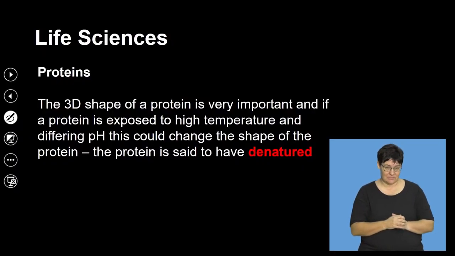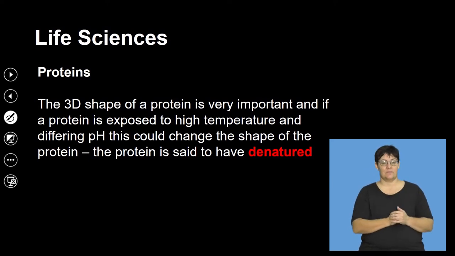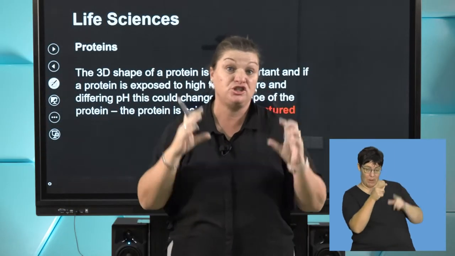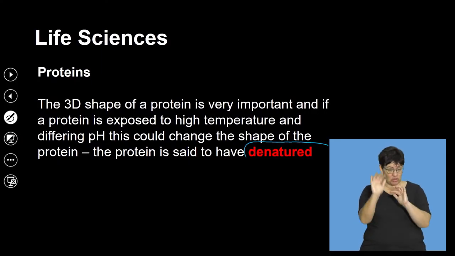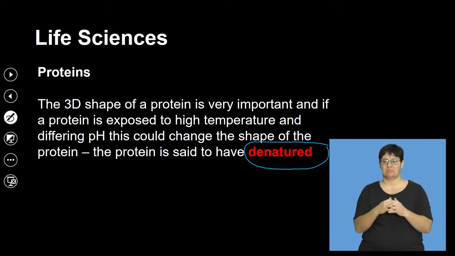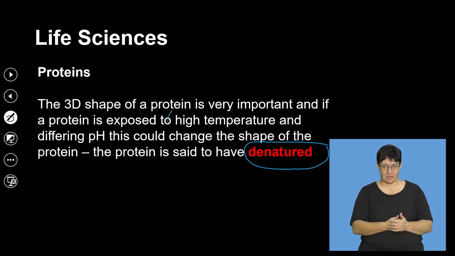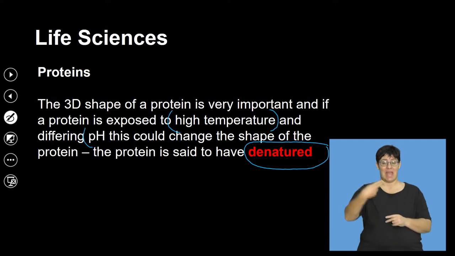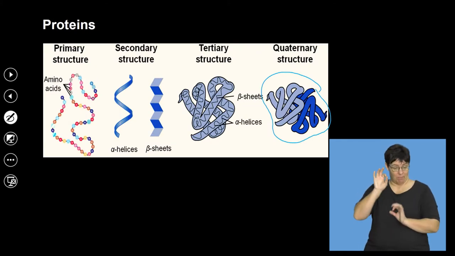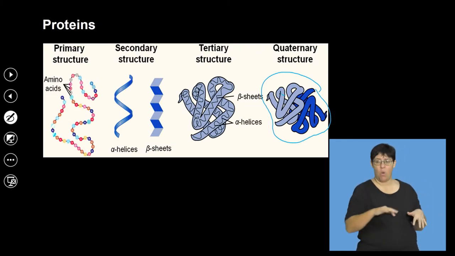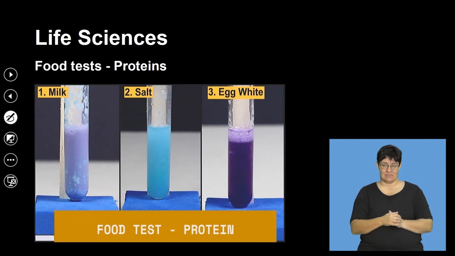And as I said to you before, the shape is so, so, so important. Because what happens is that if we change the shape of a protein, and that's the word that's very important here, guys, if we change the shape of a protein, it's said to be denatured. I want you to check over here, high temperatures and pH are going to change the shape of the protein. Okay, so this is the shape. If I have very high temperatures or I have a pH that's weird, it's going to change the shape of my protein.